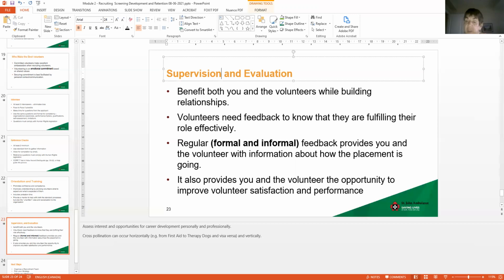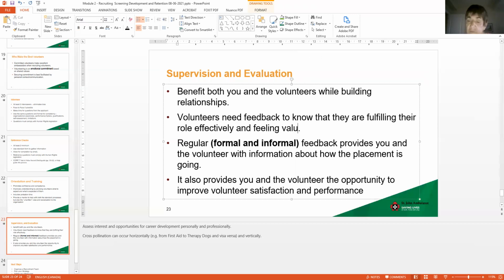Volunteers need feedback to know that they're fulfilling their role effectively and feeling valued. I think that's the content and the emotion. People need both, right? Particularly volunteers, because they're not getting paid, so you want to keep them.